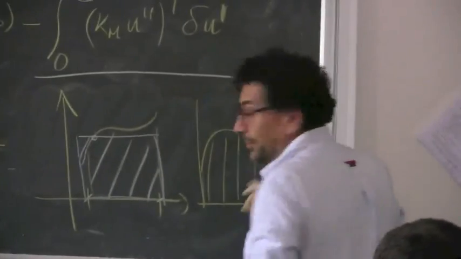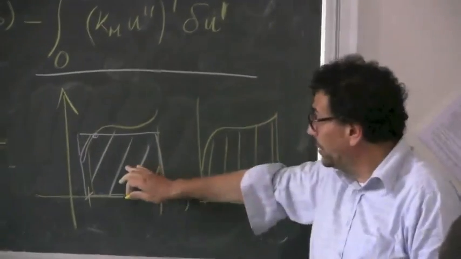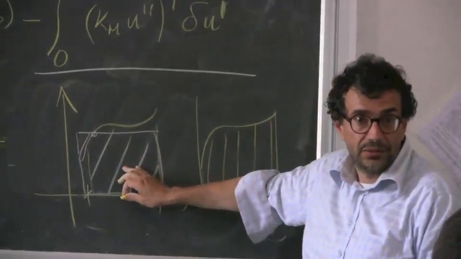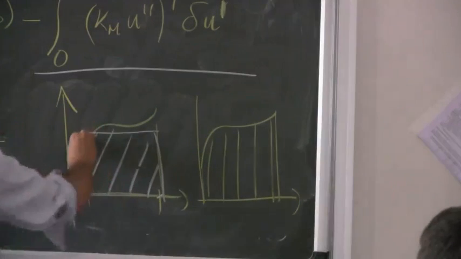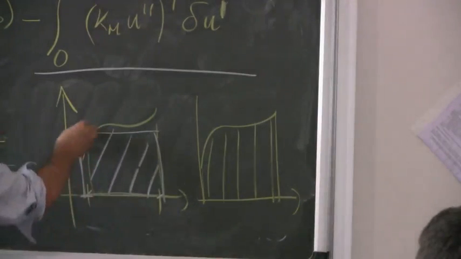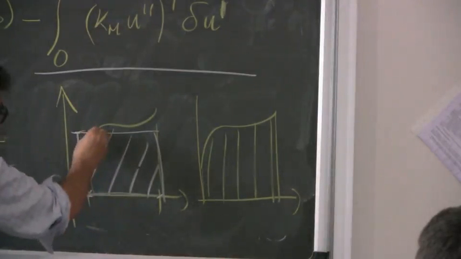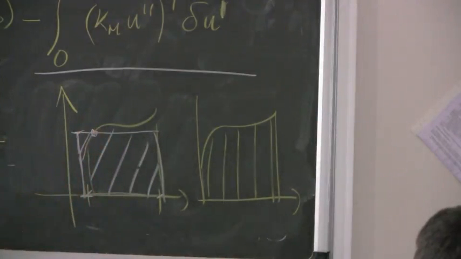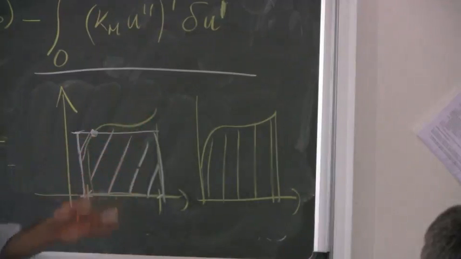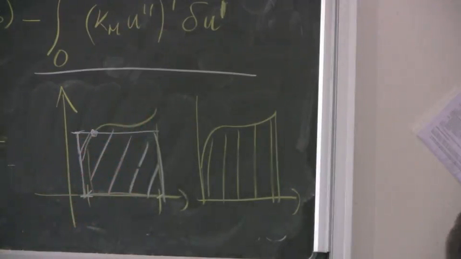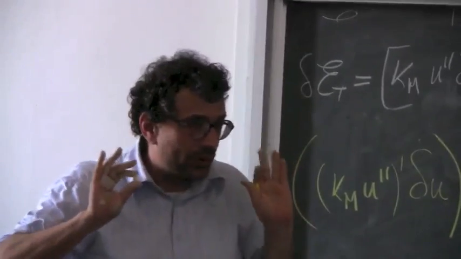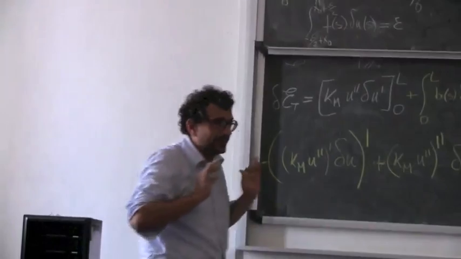This area is equal to the area of this rectangle, where this height is the value of the function in one point. Of course, you need to assume that the function is continuous, otherwise this is not true. Okay? This is calculus, first year. Okay?